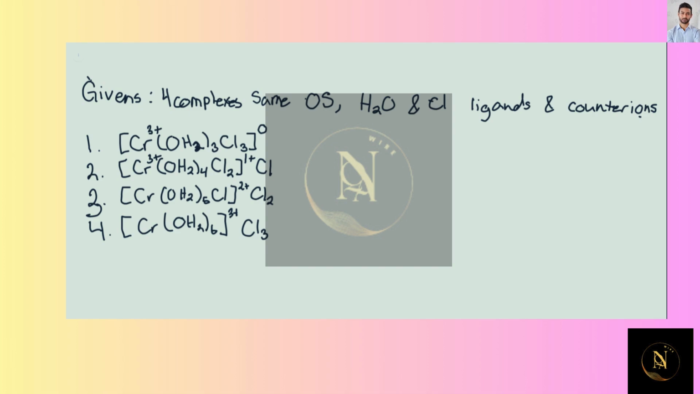So now that we know the 4 complexes that all have the same oxidation state for the chromium metal ion, we have to determine how many moles of silver chloride are going to precipitate out if you add excess silver nitrate. So 1 mole of silver nitrate will react with 1 Cl minus counterion. They won't react with the actual ligands bound to the metal, but they will react with these counterions.